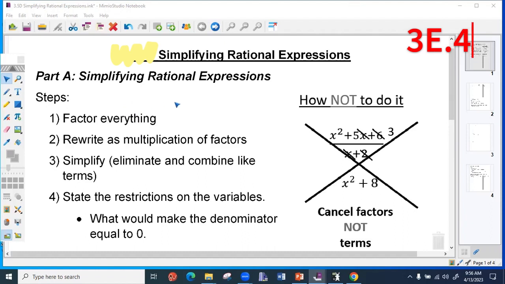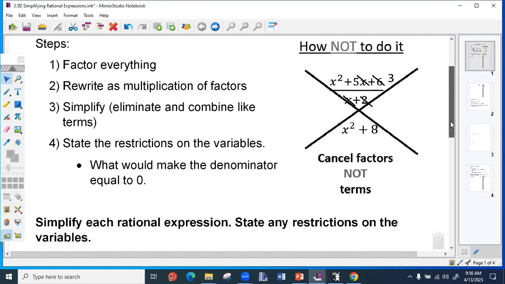First thing you want to do is factor everything. So using dots, using GCF, using simple trinomials, complex trinomials, you factor everything. Then you're going to rewrite as multiplication of the factors. You're going to simplify. When we say simplify, that means eliminate and combine. Lastly, we're going to state the restriction on the variables. What can your variable not be? All right, so we're going to start off easy.